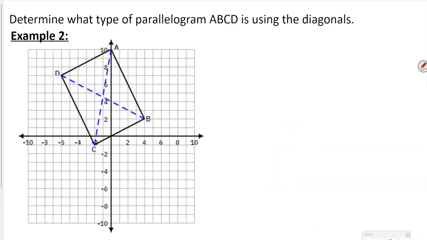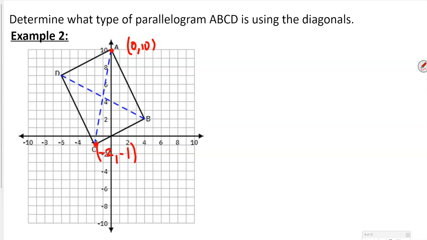All right, so for this example 2, we're going to just look at the diagonals, okay? I propose that we find the midpoint of this very first one, and then we're not going to find the midpoint of any of the rest of them, okay? Because they're all going to be some type of parallelogram, okay? So here's our AC. Point A is 0, 10, right? And point C is -2, -1.